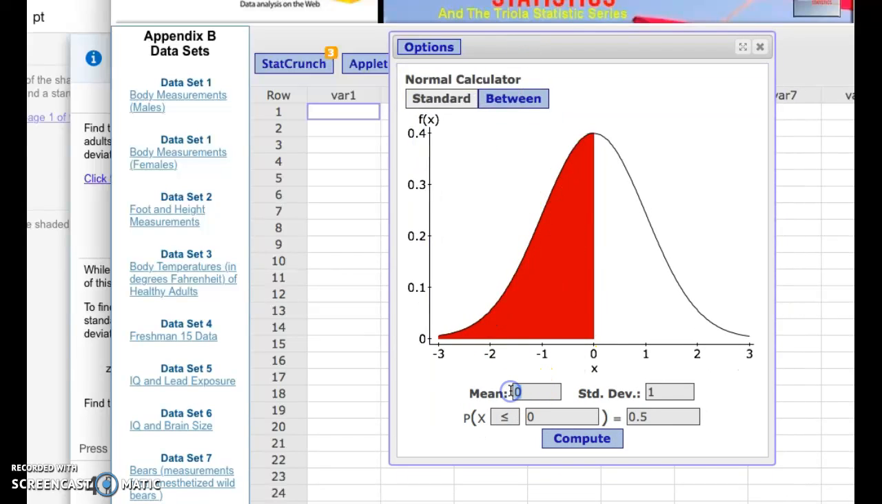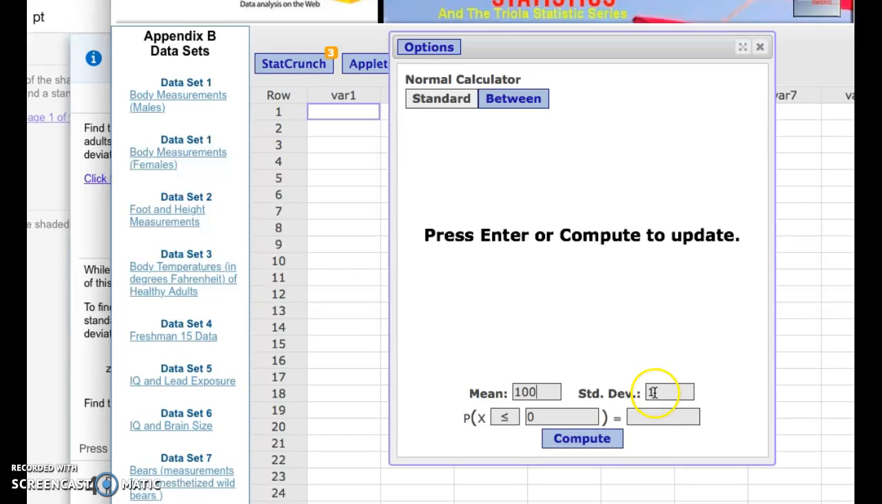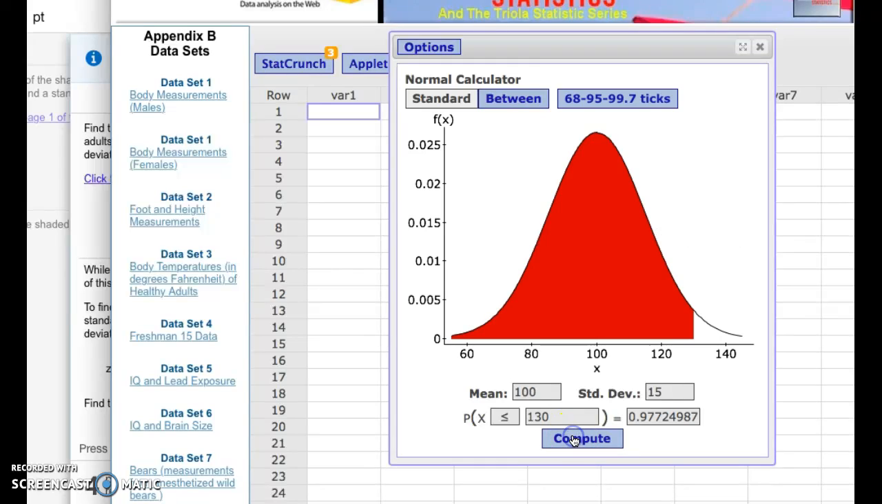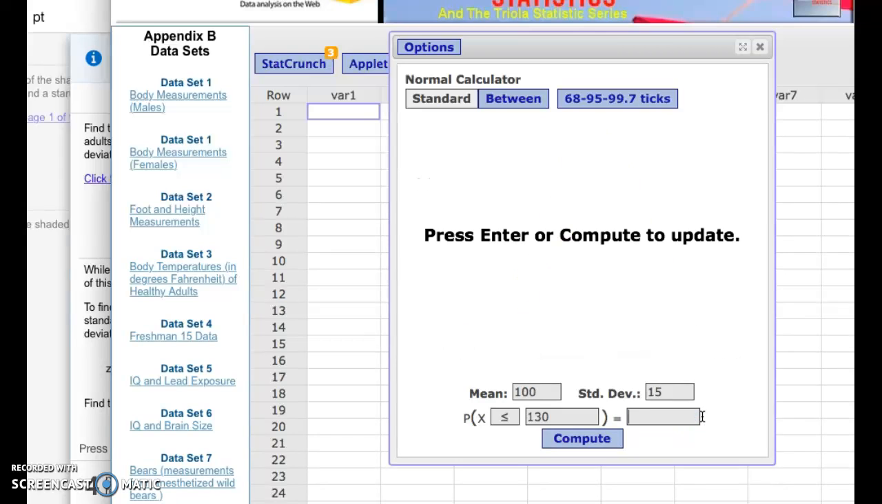My mean in this example is 100. My standard deviation is 15. And I'd like to know what the probability is that the number would be less than 130. I click Compute. Now the first thing I'd like to do is save this probability because I'd like to convert this to a z-score. So I'm going to highlight it, copy it, then I'll get rid of it.